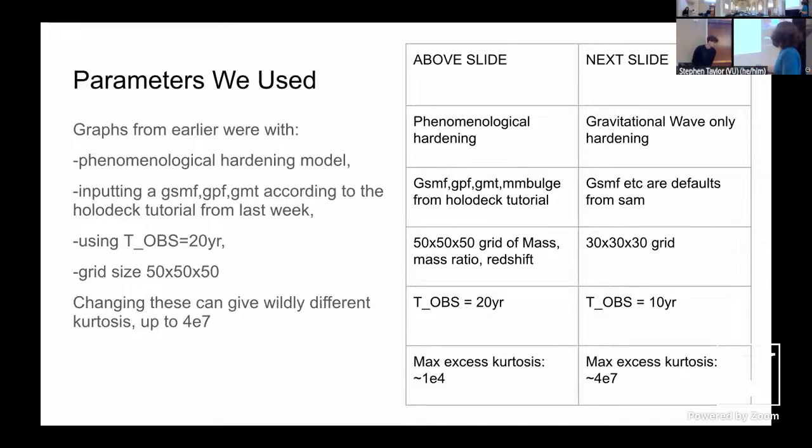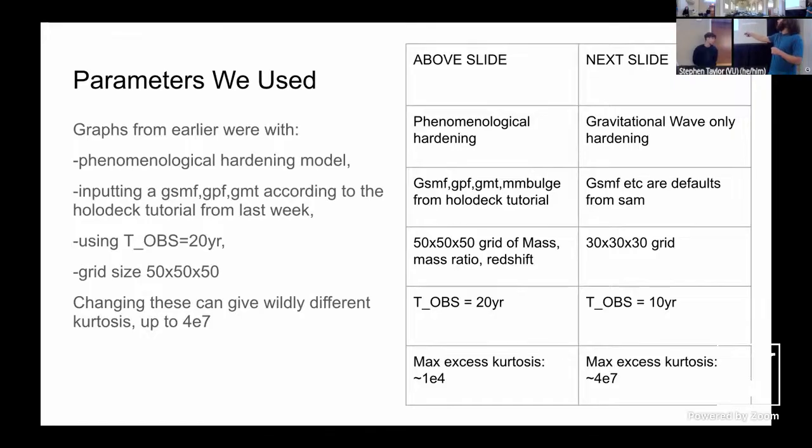So let's look at the parameters we used. For the one above, we had used the phenomenological hardening model. So we're not only using gravitational waves to have our binaries get close together, we're using other galactic effects. Using our galaxy stellar mass function, galaxy pair fraction, galaxy merger time, and MM bulge from the holodeck tutorial. Originally, these were just default values in our SAM. If you just say SAM shape equals 30, that gives it some default values. Further down the holodeck tutorial, there are some default functions. So for the graph above, we were using those default functions.